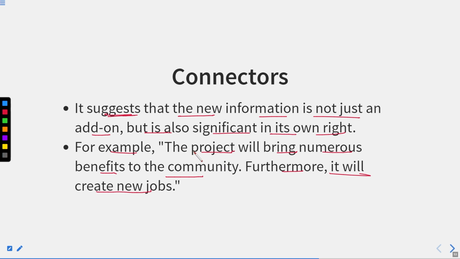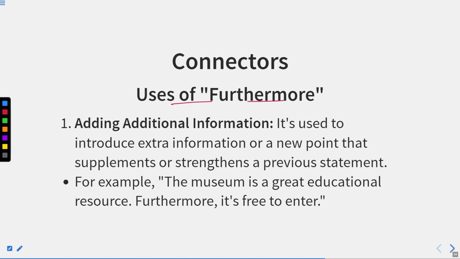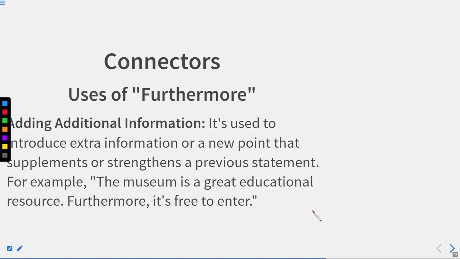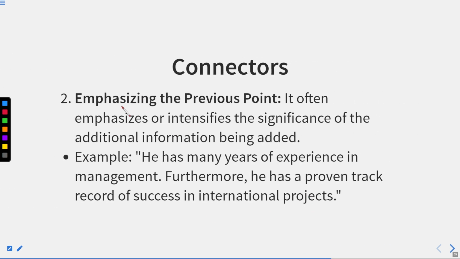So if we say the project will bring numerous benefits to the community, this is one sentence. Furthermore, it will create new jobs. So we are adding something further to it. Uses of furthermore: adding additional information. It is used to introduce extra information or a new point that supplements or strengthens the previous statement. For example, the museum is a great educational resource. Furthermore, it is free to enter. So this is something extra for that.